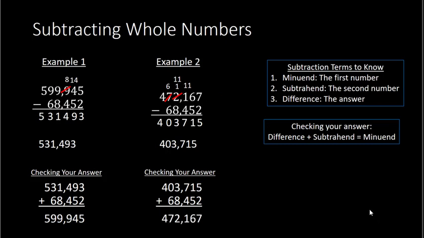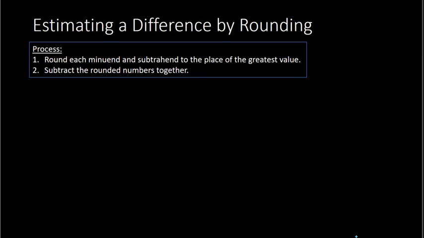Now, with addition, we learned how to estimate a difference by rounding and by front-end estimation. We're going to do the same thing now with subtraction, and the process is exactly the same. So if we want to estimate a difference by rounding, the process is we round each minuend and subtrahend to the place of the greatest value. And then we can subtract the rounded numbers together.